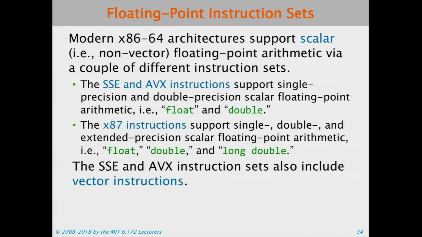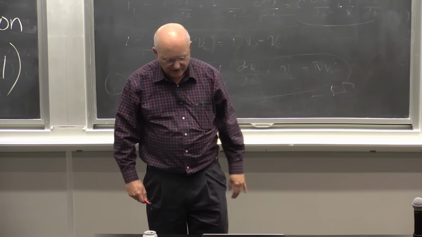So the SSE and AVX instructions do both single and double precision scalar floating point, i.e. floats or doubles. And then the x87 instructions, that's the 8087 that was attached to the 8086, support single, double, and extended precision scalar floating point arithmetic, including float, double, and long double. So you can actually get a great big result of a multiply if you use the x87 instruction sets. They also include vector instructions, so you can multiply or add there as well. So there are all these places on the chip where you can decide to do one thing or another.